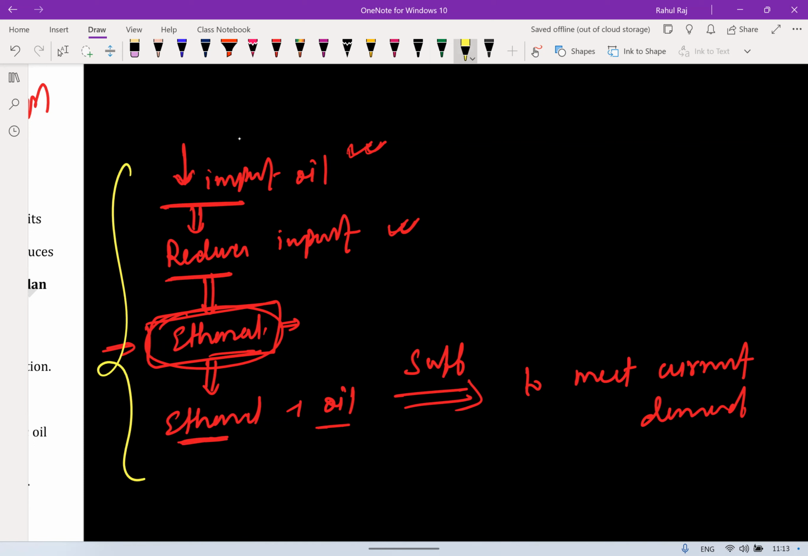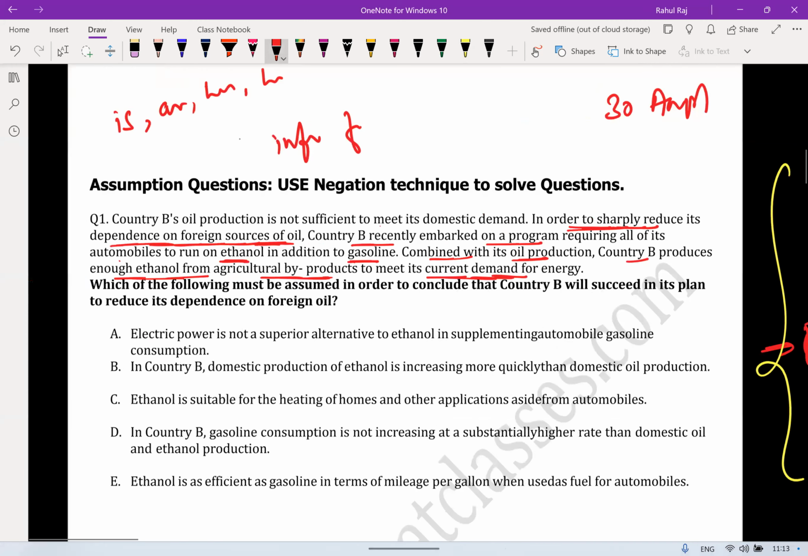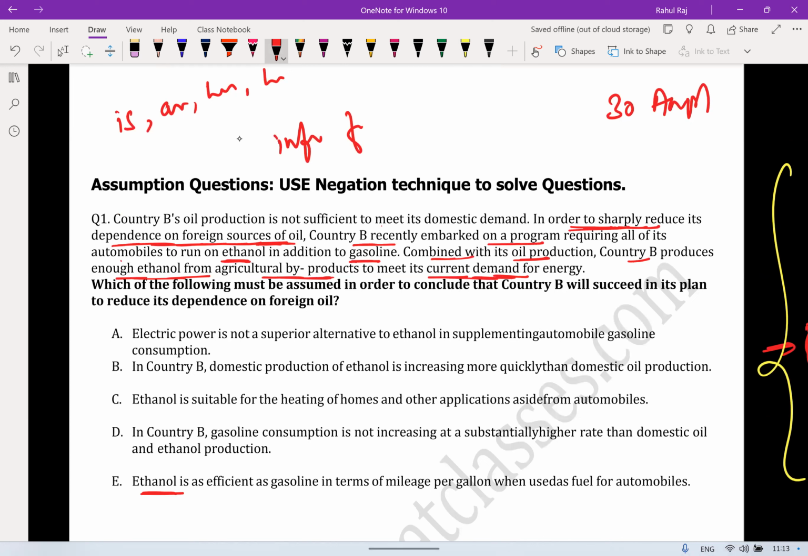Except for saying that ethanol plus oil is sufficient to meet the current demand. So any discussion about ethanol in the answer would be wrong. Be very sure. A lot of you have marked answer E. But see, E says what? Ethanol is sufficient, ethanol is suitable. If you say E as the answer, why can't you say C as the answer?